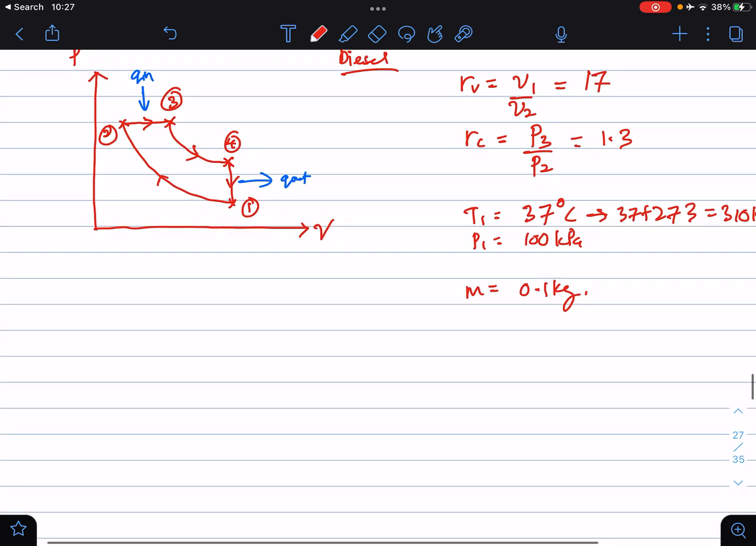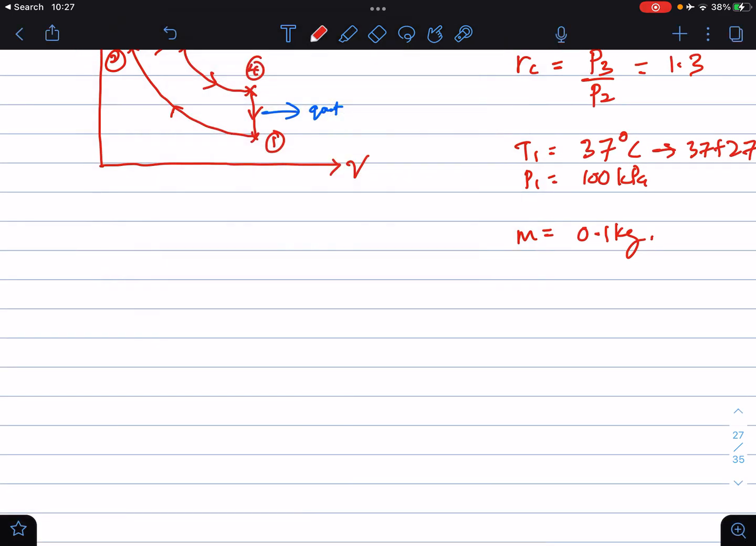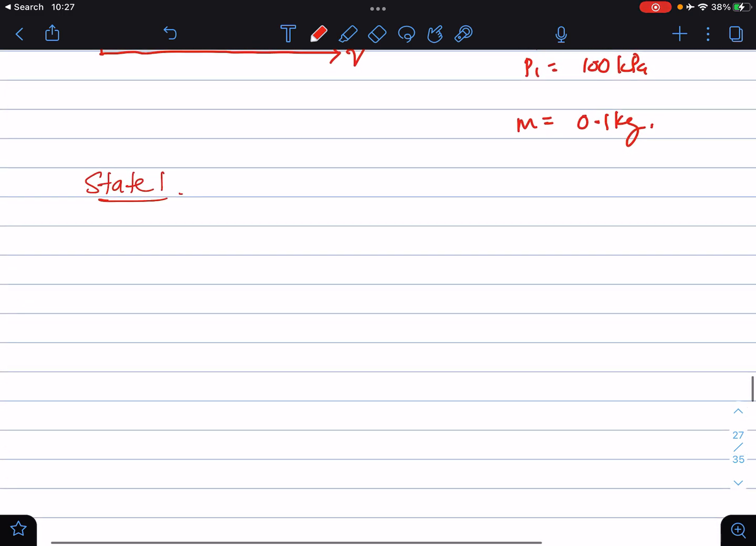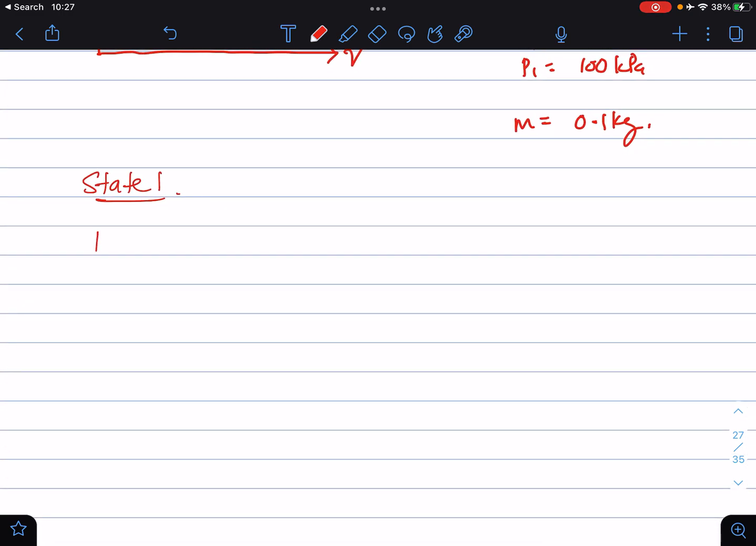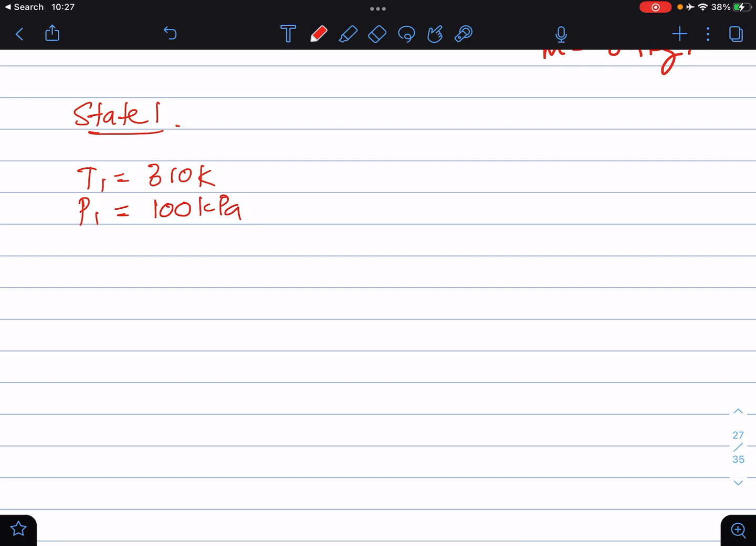So we start with state 1 here. Given just now, T1 equals 310 Kelvin, and we have P1 equal to 100 kilopascal. Okay, so this is settled. Now we move to state 2.